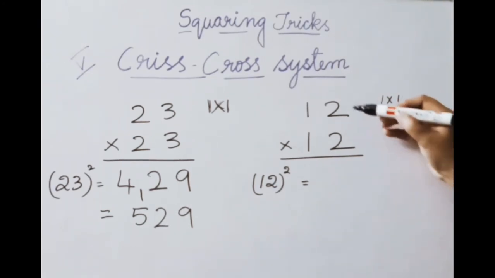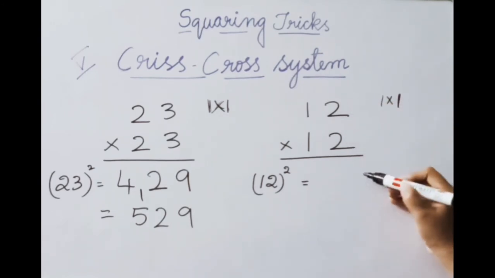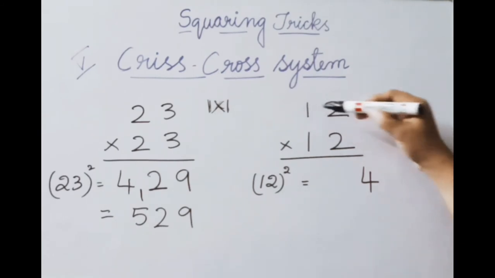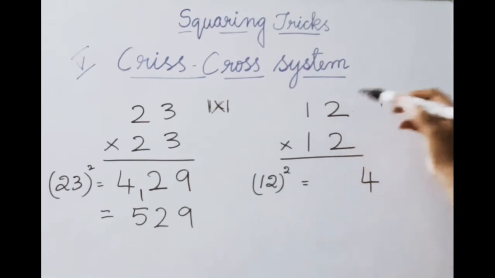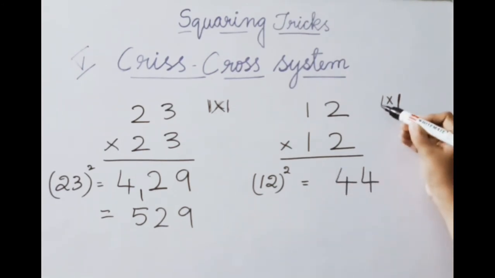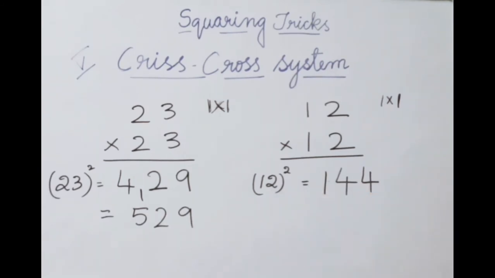Let us see 12 square how to do. First what we have to do? Vertically we have to multiply by following this. 2 square. 2 into 2, 4. Next crossly we have to multiply. 1 2s are 2. 1 2s are 2. 2 plus 2 answer is 4. Now straight we have to multiply. 1 into 1, 1. So 12 square answer is 144.